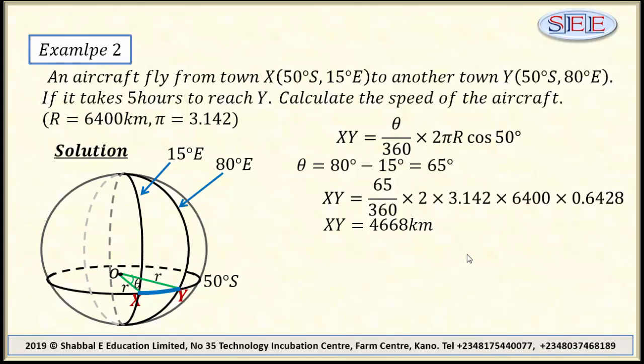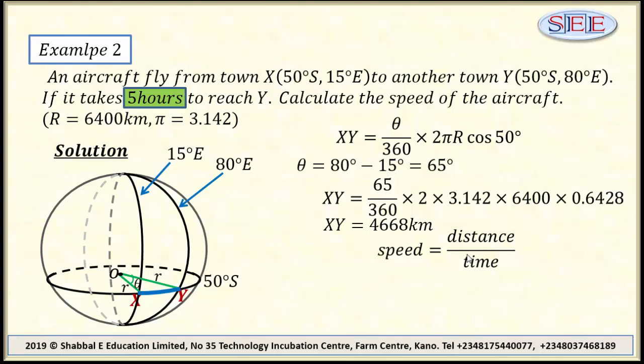But the question asked here is to calculate the speed of the aircraft. The aircraft, after flying from town X before it reaches town Y, the time it took is 5 hours. This is given in the question. So we remember the formula that connects distance, speed, and time. This is in our physics. So speed is given by the formula distance over time. If you are a physics student, speed equals distance divided by time. The time taken here is 5 hours, given in the question.